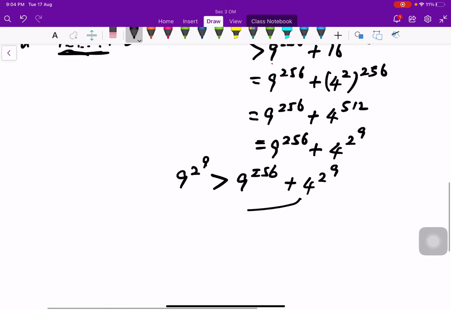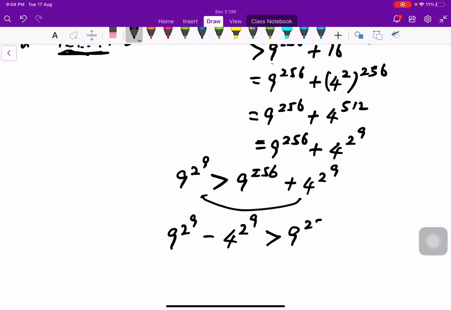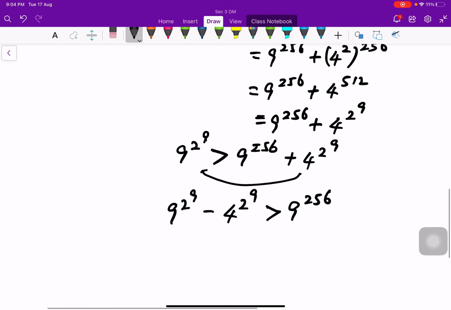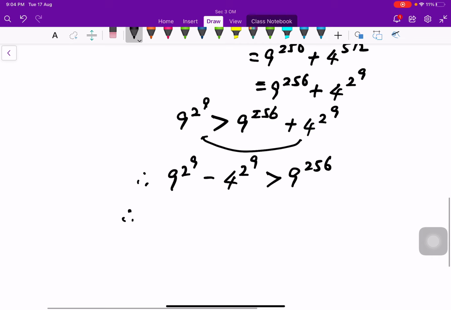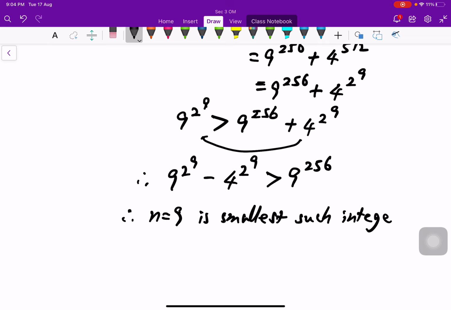Therefore, if I bring it over, I get 9 to the power of 2 to the power 9 minus 4 to the power of 2 to the power 9 is greater than 9 to the power of 256. Therefore, in this case, can you see that I got this relationship? Therefore, n equal to 9 is the smallest integer, because 8 is not enough. Smallest such integer, right? Therefore, in this case, I think we are done.